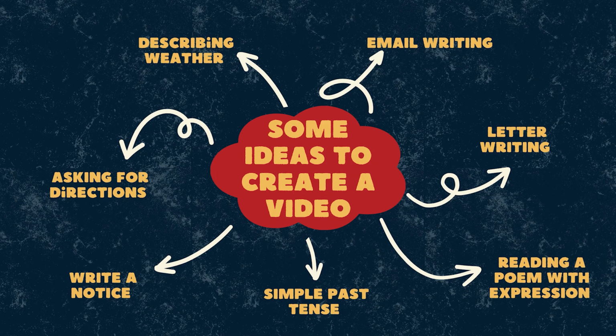Number 6 can be reading a poem with expressions. So this can be how poems are read, how expressions and voice modulations happen, how rhyming happens. Reciting a poem can be done with expressions. This can be a very good recording for class 7, 8, 9, etc.